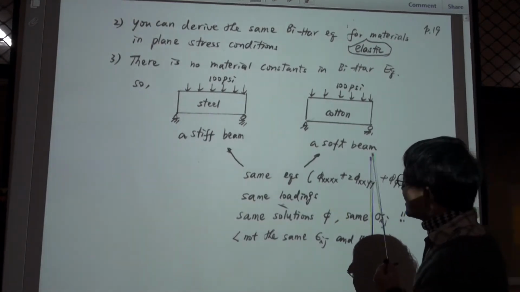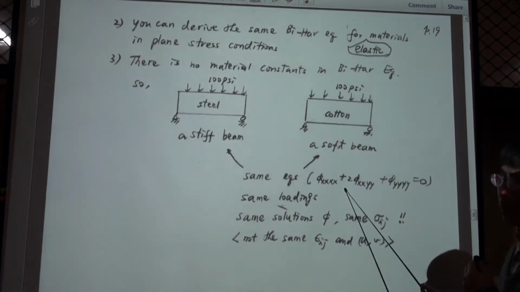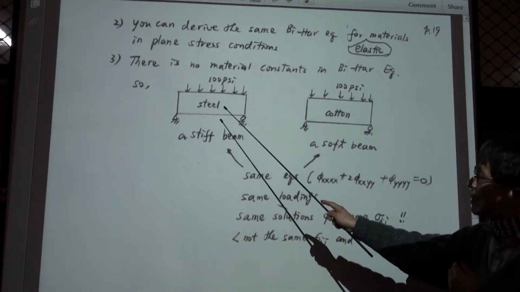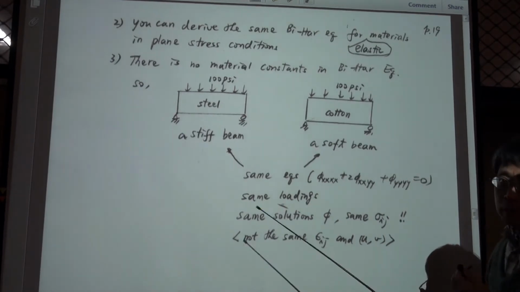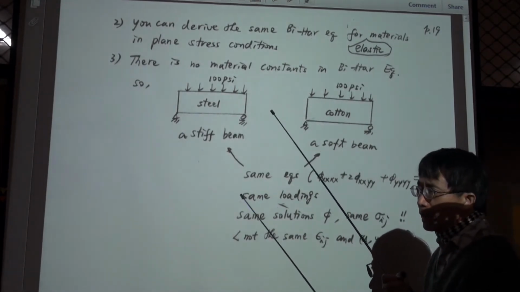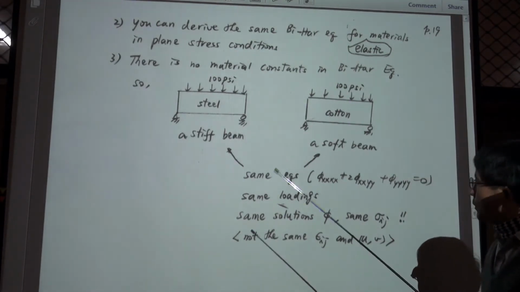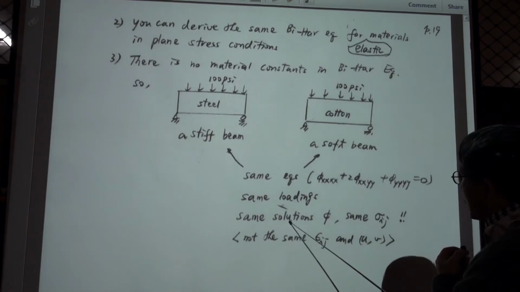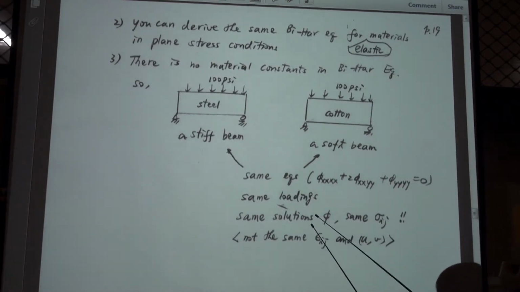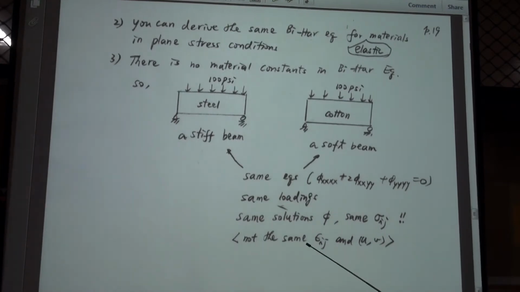Understand? You have the same equation because it doesn't depend on the material constant. Even though one is very stiff and one is very soft, it doesn't matter. You still have the same equation for these two different problems. Now, they have the same loading, so they will have the same solution. Once you get the same phi, you will have the same stress, right?